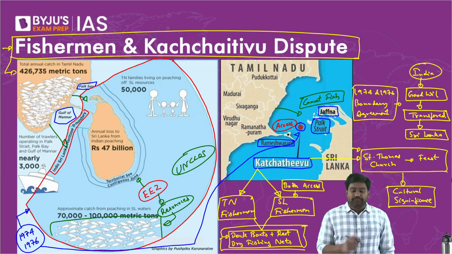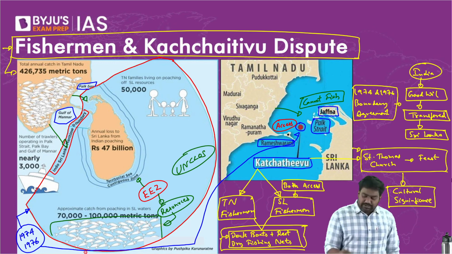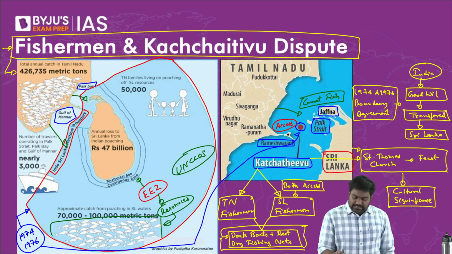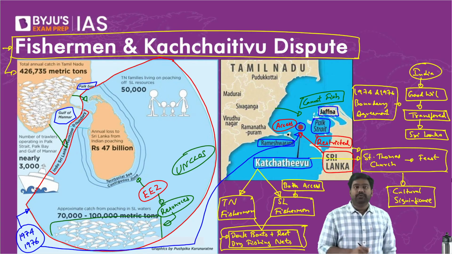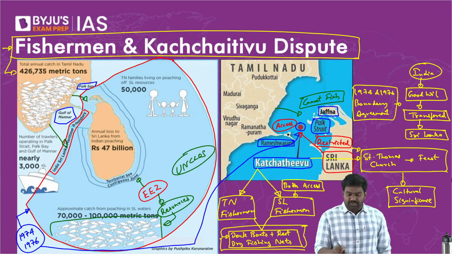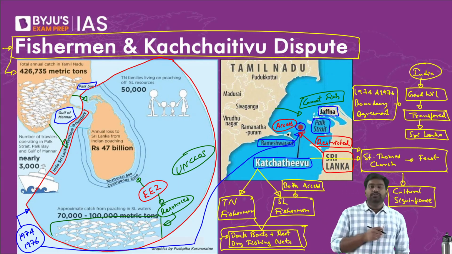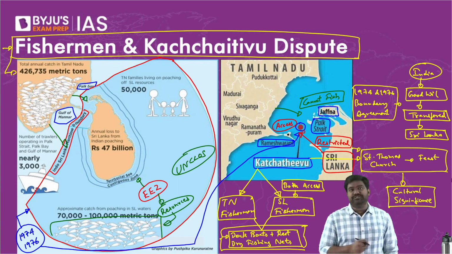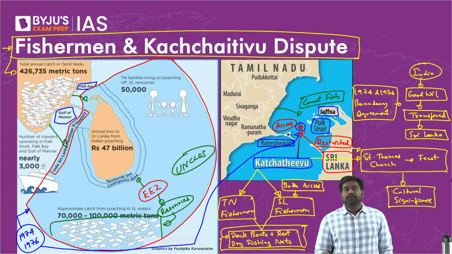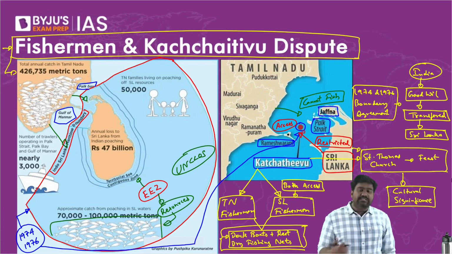But over a period of time, as our relations deteriorated, Sri Lanka restricted access. It stopped the access for Tamil Nadu fishermen. It stopped allowing Tamil Nadu fishermen from reaching Kachativu. So this made Tamil Nadu fishermen furious. They were angry that their historical access had been cut off. This was a result of the tensions in our relations.